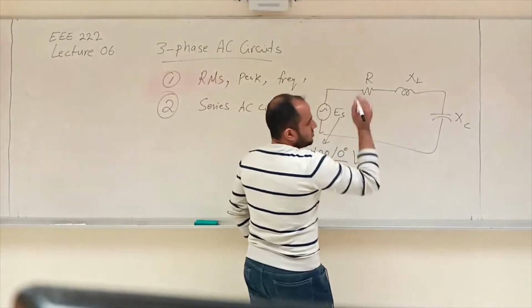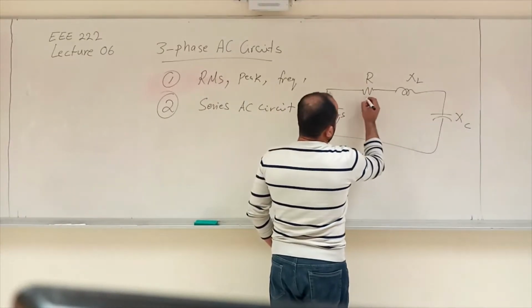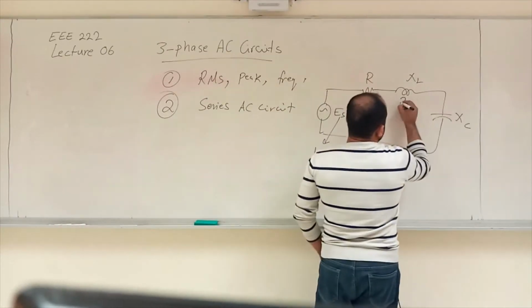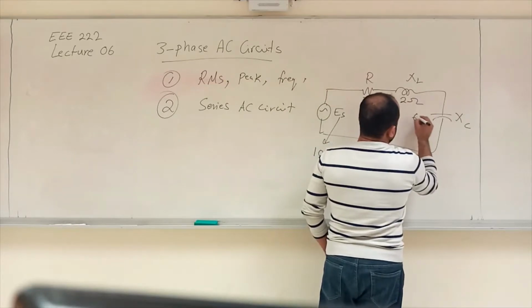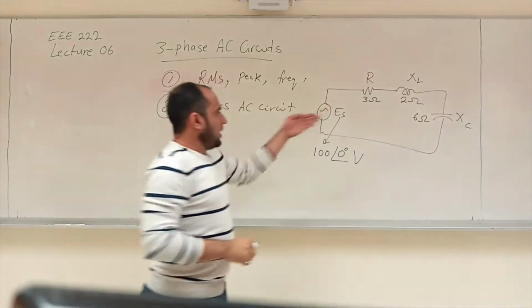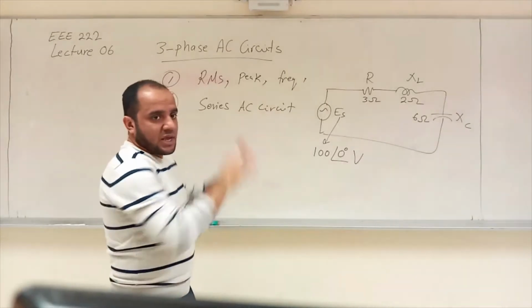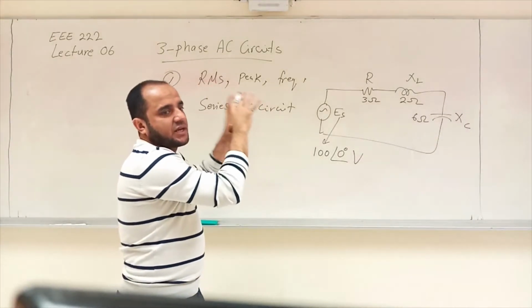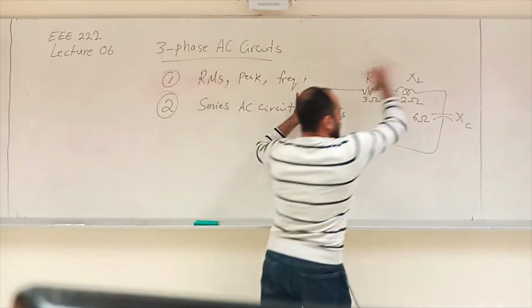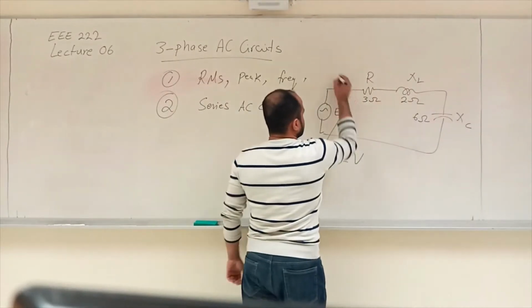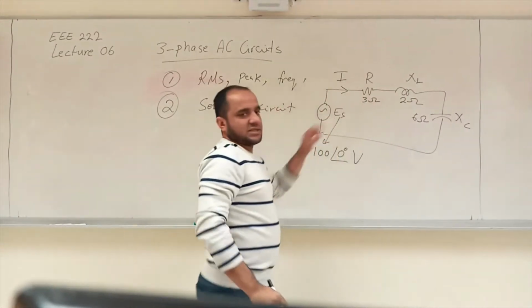And just for the sake of the discussion, let me put in some numbers. Let's say this is 3 ohm, that's 2 ohm, and this is 6 ohm, right? And this is a series AC circuit. Everything here is a single phase. It's only one source with a series loop. So this is going to be your current. This is the supplied voltage.